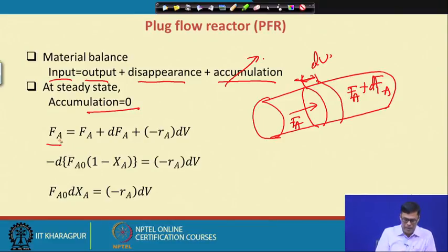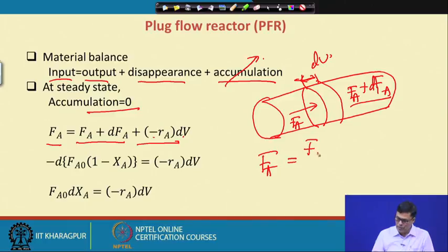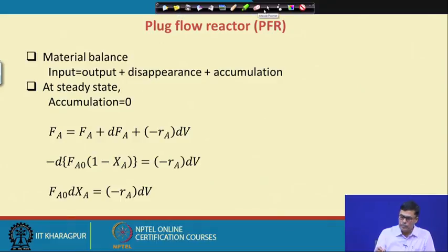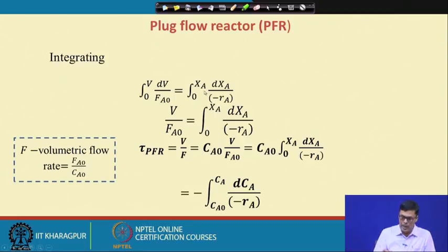Now, F A is the input, and F A plus d F A is the output. Am I right? And what is the rate of reaction? Minus R A into d V. So, F A will cancel. Now, I can write F A equal to F A 0 into 1 minus X A. That is exactly what he has written there, and this is equal to minus R A into d V. Now, we can write F A 0 into d X A equal to minus R A into d V. So we have this equation.